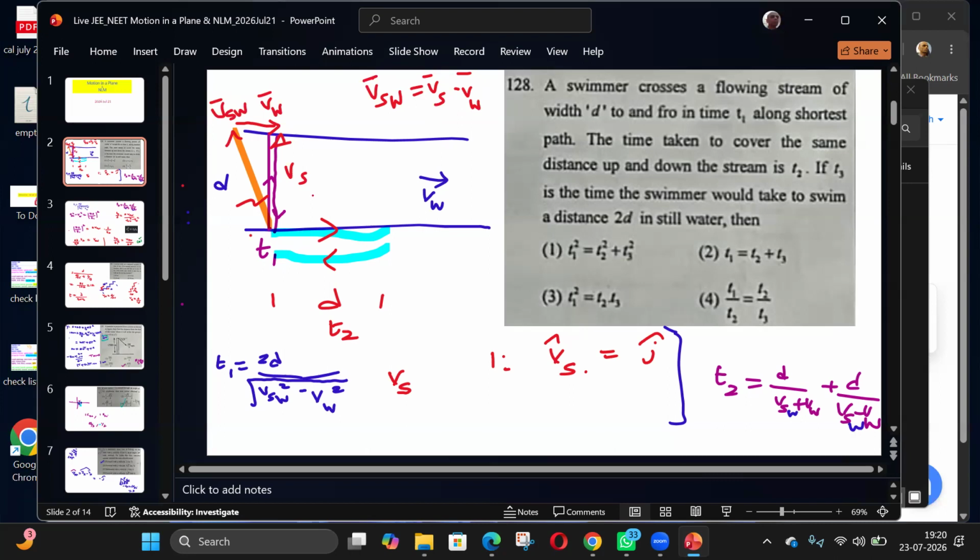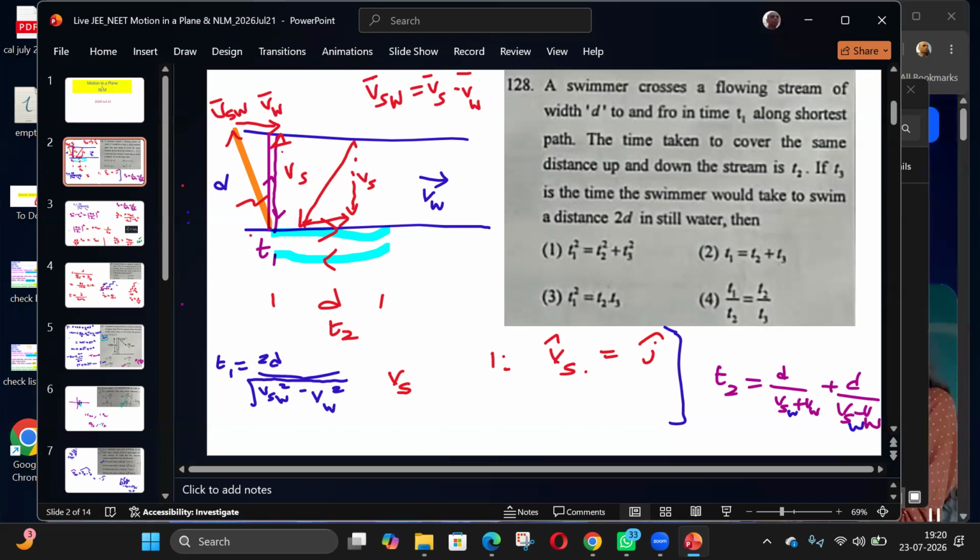Second one is when it's coming back, the relative velocity will look like this, and the velocity of water is here. And this is the velocity of the swimmer with respect to ground. So the time is the distance d by the velocity of swimmer. And the velocity of swimmer, in terms of the relative velocity and velocity of water, is the square root of hypotenuse squared minus the one side squared. So T1 is clear.